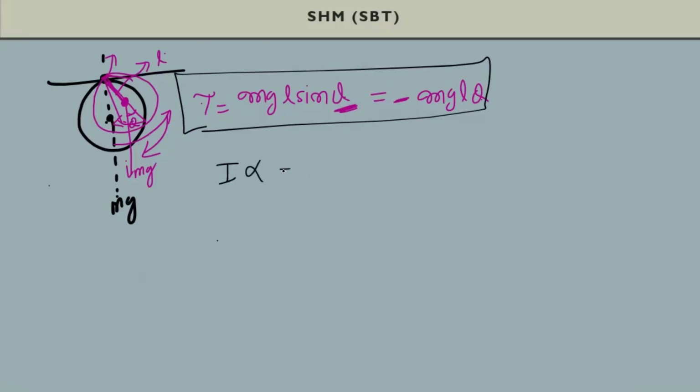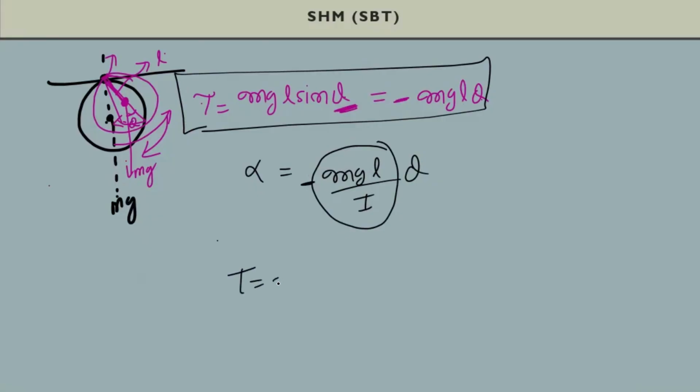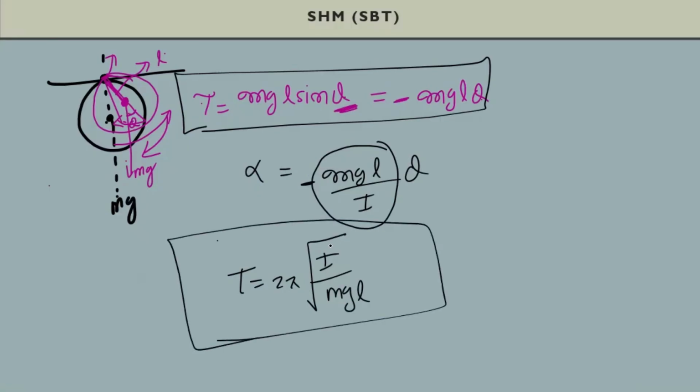So I alpha equals minus mgl theta, and alpha will be mgl by I into theta. This is going to be your omega square, the omega which will help you calculate the time period. Time period will be 2 pi by omega, so that will be 2 pi root under I by mgl. So this is one thing we know about this physical pendulum.